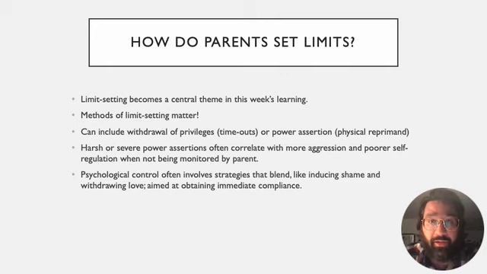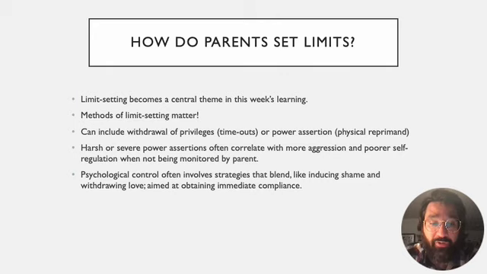A physical reprimand. It's not necessarily abusive to grab a child by the arm to keep them from running into traffic, for example. That would be considered a more physical reprimand, but it may be necessary under certain conditions. Harsh or severe power assertions, though, often correlate with more aggression and poor self-regulation when not being monitored by parents.